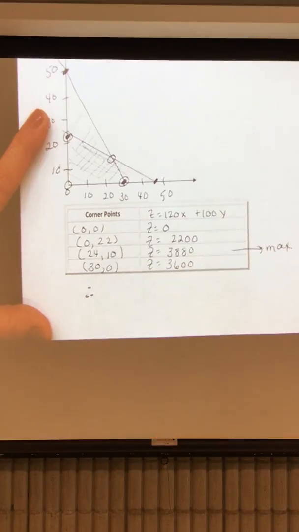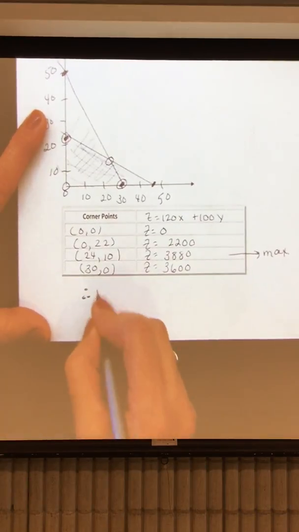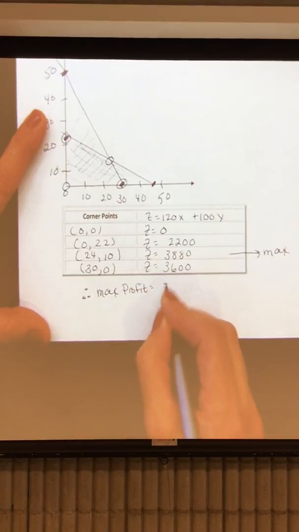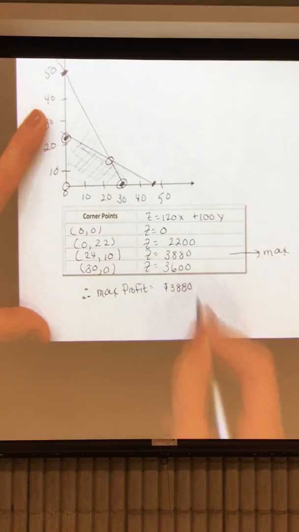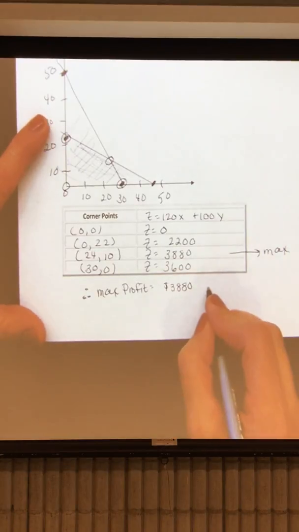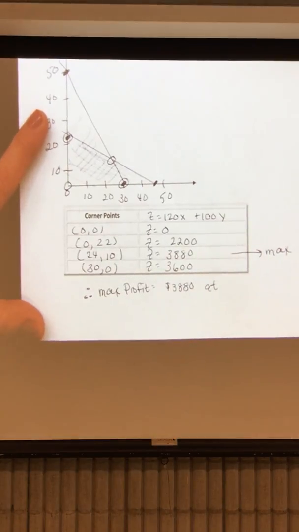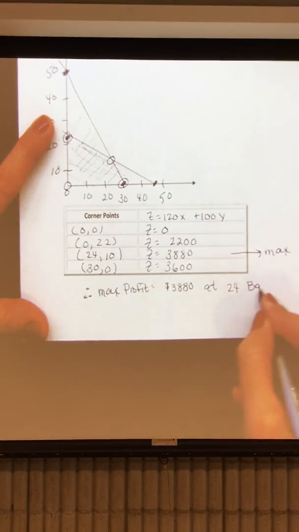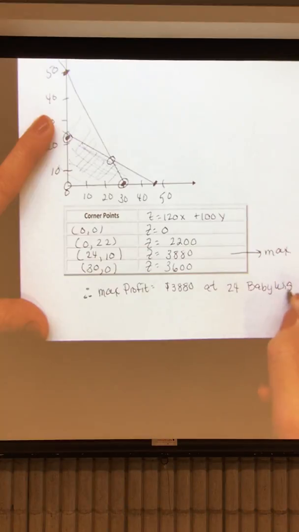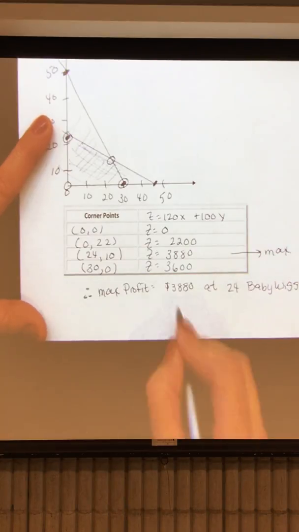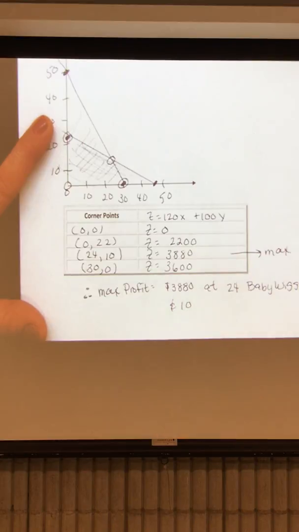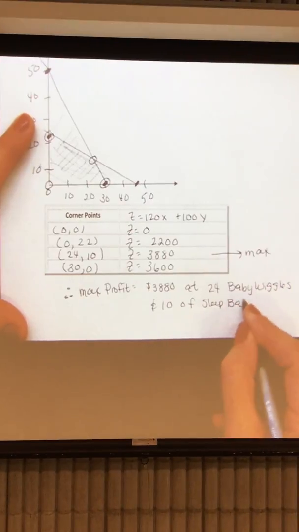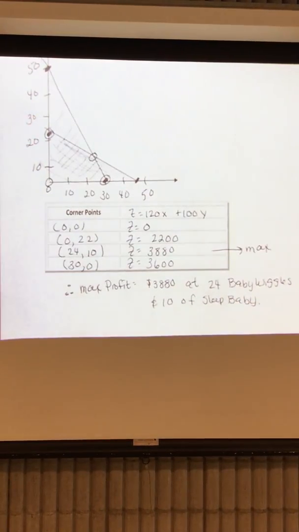Therefore, our maximum profit is equal to 3,880, and at 24 cases of baby wiggle dolls and 10 cases of sleepy baby dolls. And that concludes Chapter 3, Section 3.